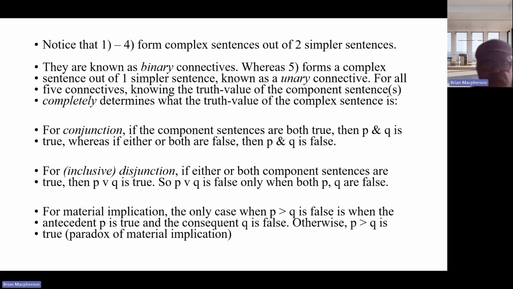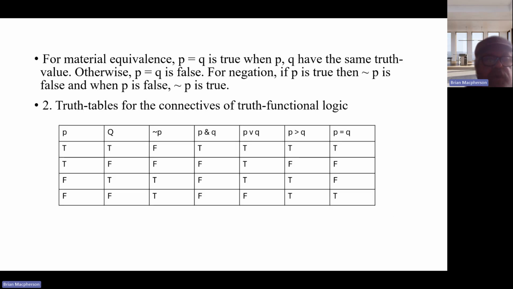For material implication, the only case when P then Q is false is when the antecedent P is true and the consequent Q is false. Otherwise, P then Q is true. For material equivalence, P if and only if Q is true when P and Q have the same truth value. Otherwise, P if and only if Q is false. For negation, if P is true, then not P is false, and when P is false, not P is true.